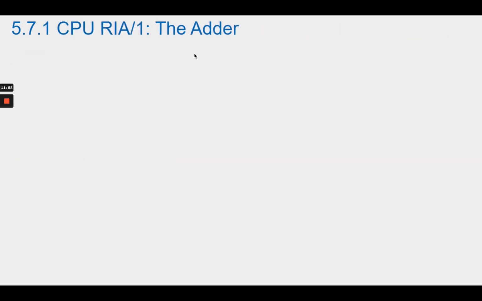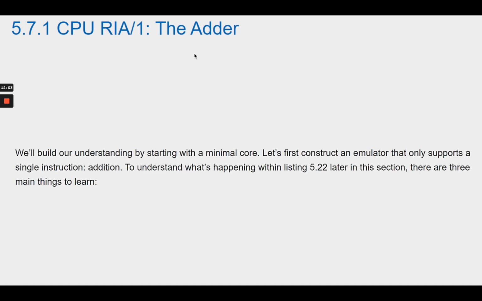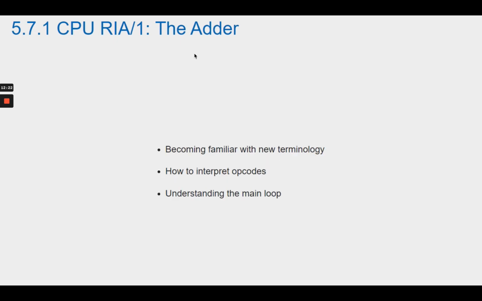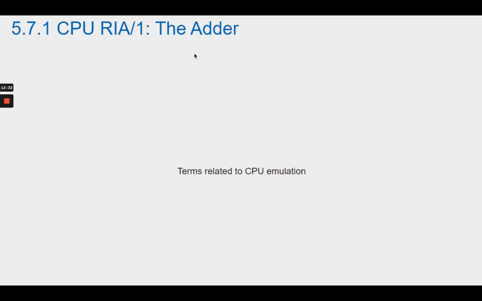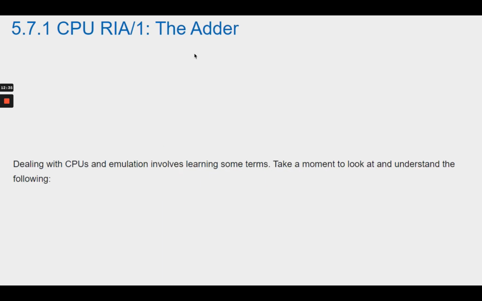Section 5.7.1. CPU RIA/1, the adder. We'll build our understanding by starting with a minimal core. First, let's construct an emulator that only supports a single instruction, addition. To understand what's happening within listing 5.22 later in this section, there are three main things to learn. Becoming familiar with new terminology. How to interpret opcodes. Understanding the main loop. Terms related to CPU emulation.